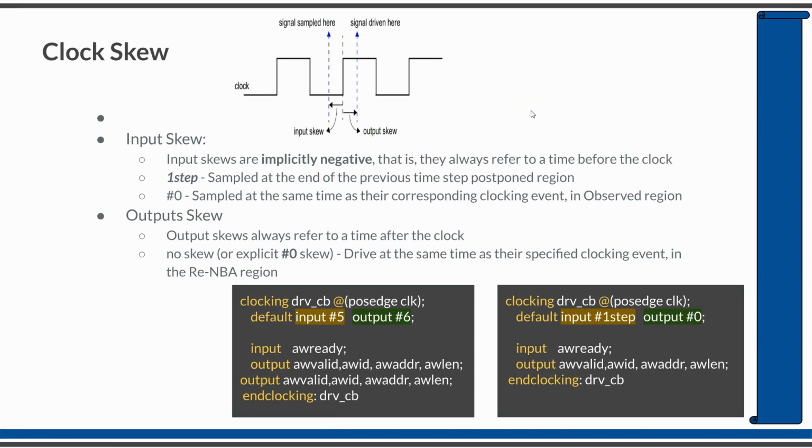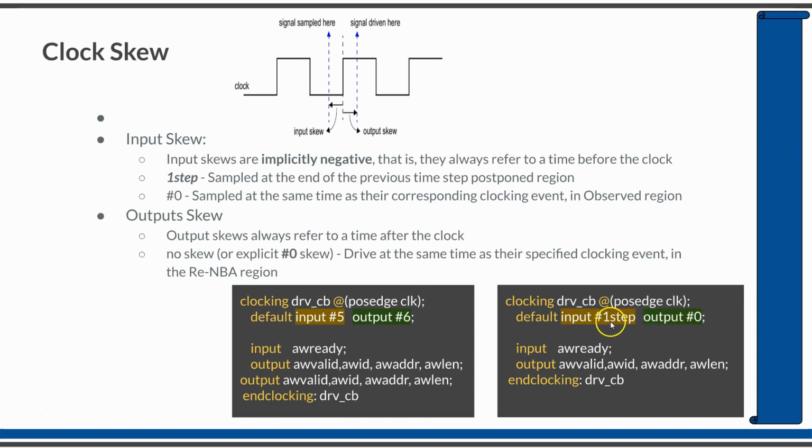But quite often you will never specify these input and output skews with respect to a number, because this number refers to an explicit time unit before and after, and if you change your clock period and clock frequency, these values might also need to change. Therefore, in most cases, when you write very simple test benches, you might need to specify only 2 kinds of skews. You will specify the input skew as #1 step and the output skew as #0.